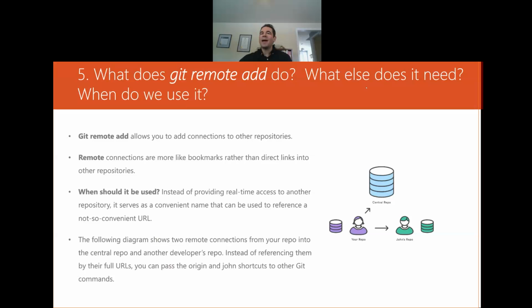So git remote add allows us to add a connection to another repository, typically to an online repository on GitHub. It's kind of like a bookmark. And yeah, it's a convenient name. So here we've got 2 remote connections from our local repository. So one into the central repository on GitHub, for example, but we can also just pass the origin as a shortcut to somebody else.